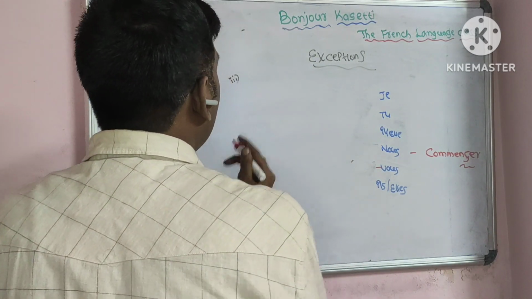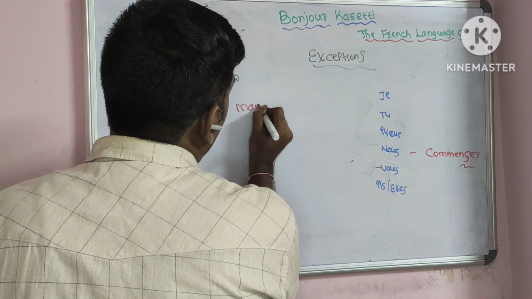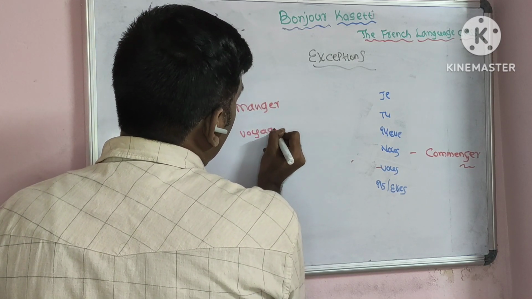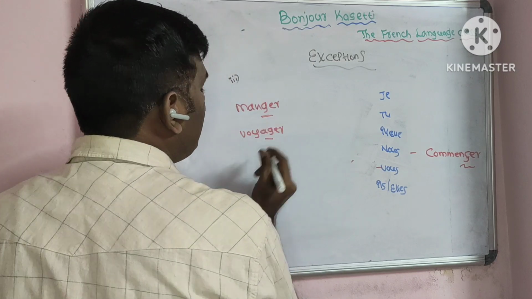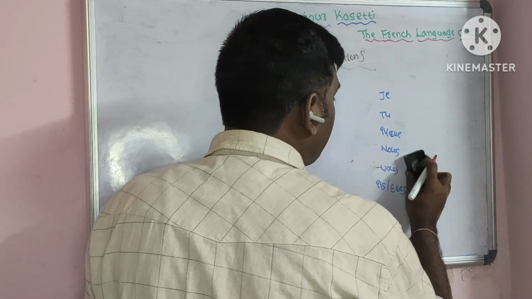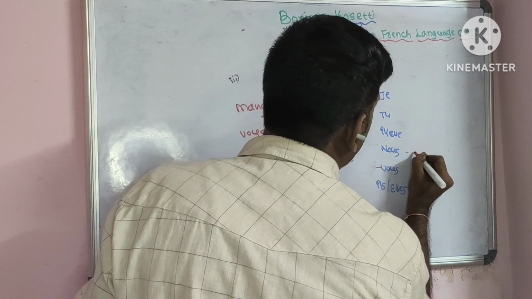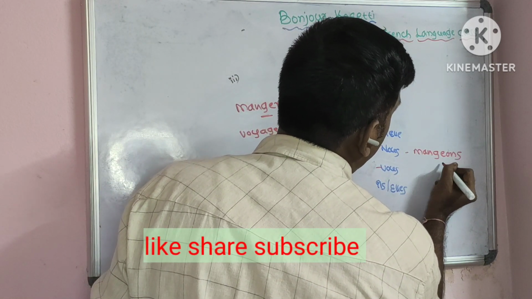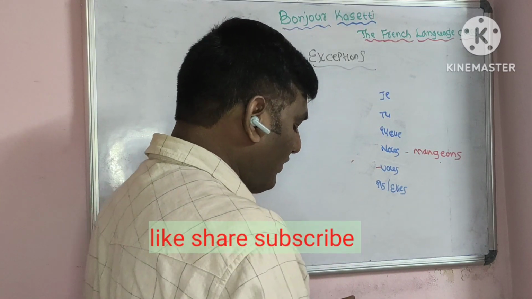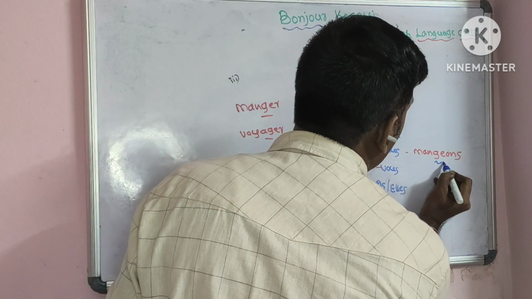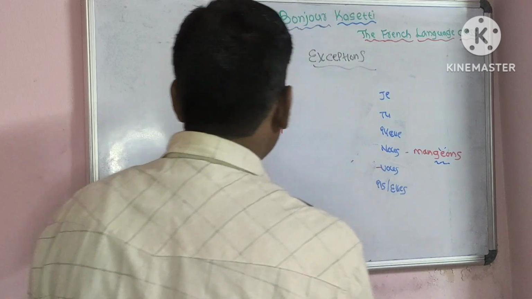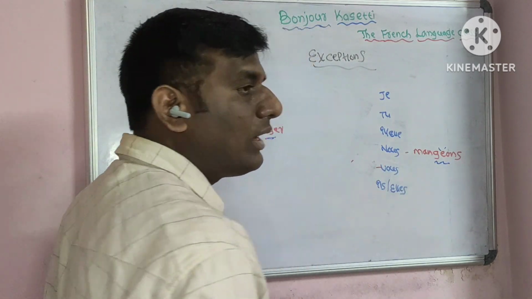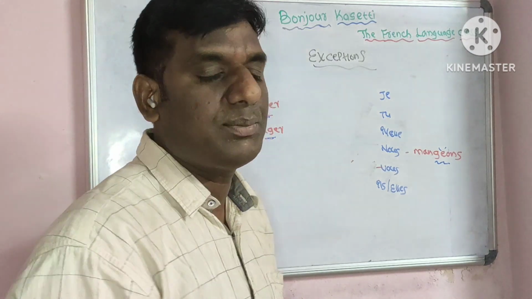And we have one more exception, verbs like manger, voyager. In these kinds of verbs we have a g. While writing the nous conjugation, we add eons. Generally we add ons for nous, but if we have a g in the verb, for the nous form we add eons. These are the exceptions.